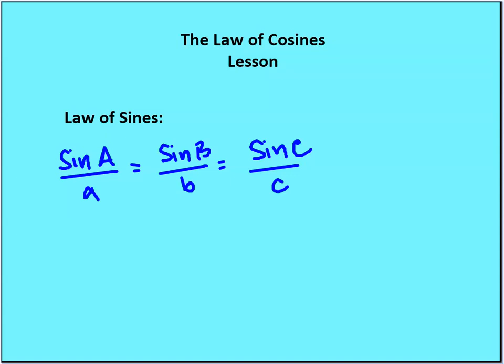All right, so let's go through what we learned in the prior lesson on the law of sines. So law of sines: sine A over a is equal to sine B over b is equal to sine C over c, where the uppercase is the angle measure and the lowercase is the side length.